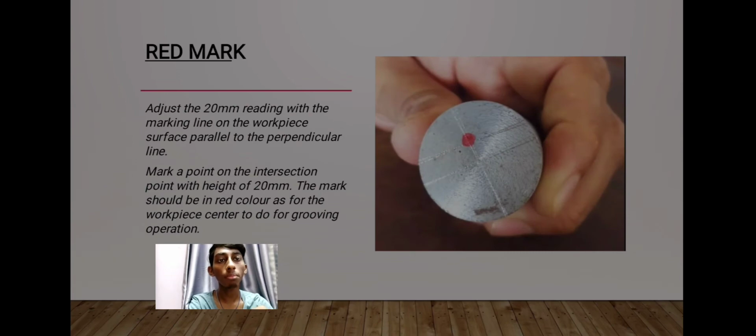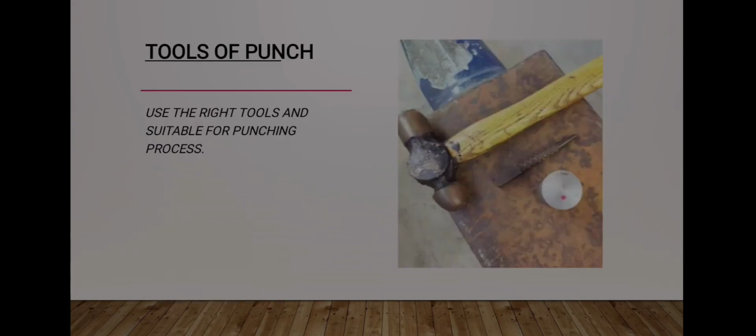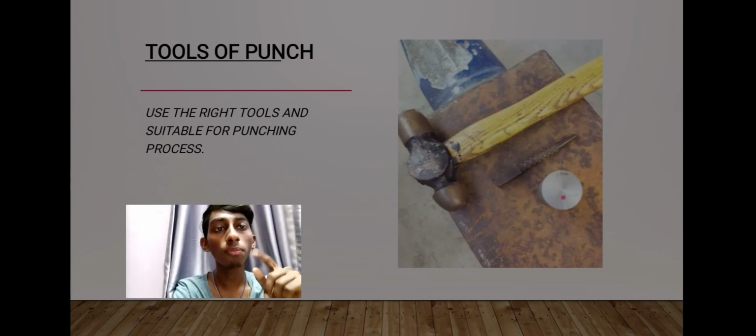Okay, next rate mark. Okay, it means adjust the 20 mm reading with the marking line on the workpiece surface parallel to the perpendicular line. Mark a point on the intersection point with height of 20 mm. Okay, then mark should be in red color as for the workpiece center. Do for grooving operation.